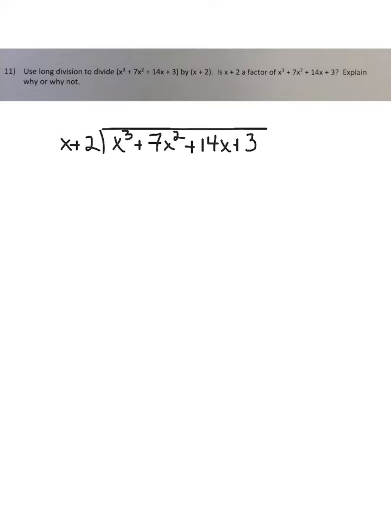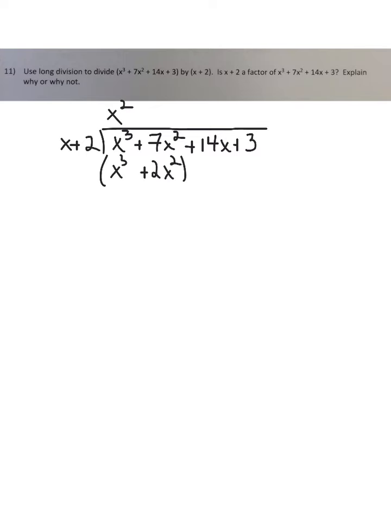All right, so just like the last one, I am going to see what I multiply x by to get to x cubed. And when I do that, I end up with x squared. Now remember, I'm going to distribute this x squared through to the x and to the 2. Okay, so x times x squared is x cubed, and then x squared times 2 is a positive 2x squared.